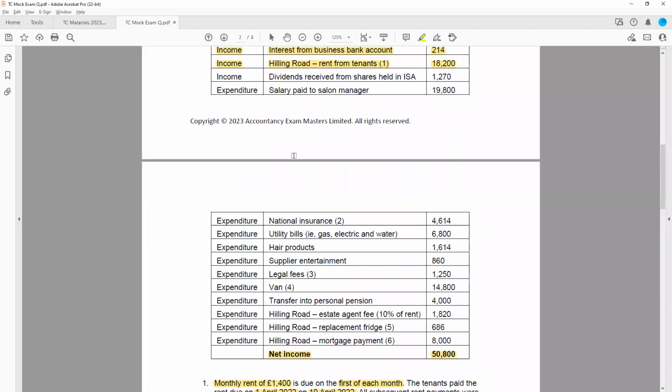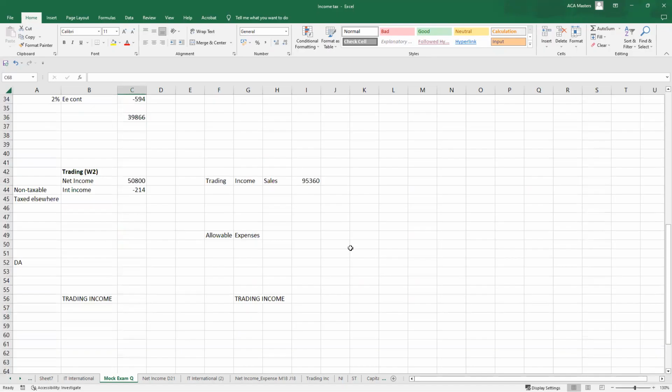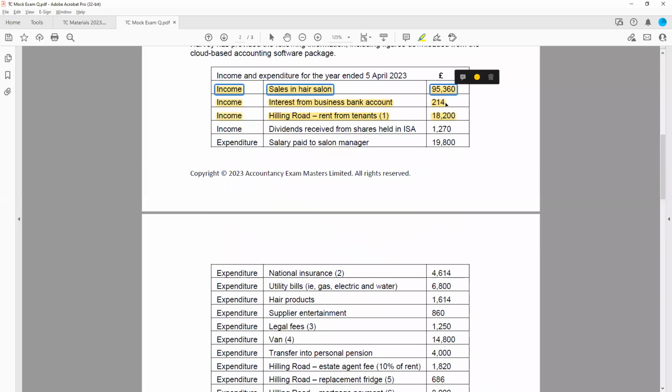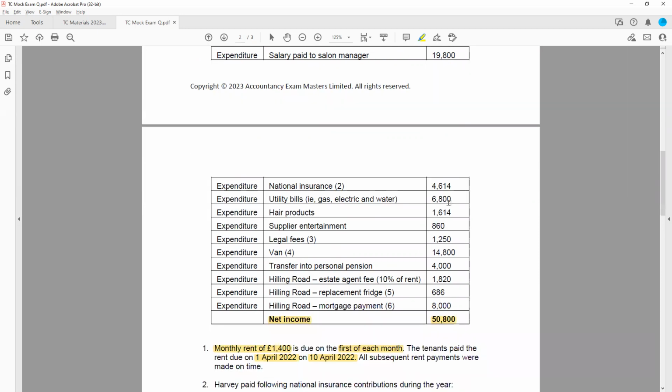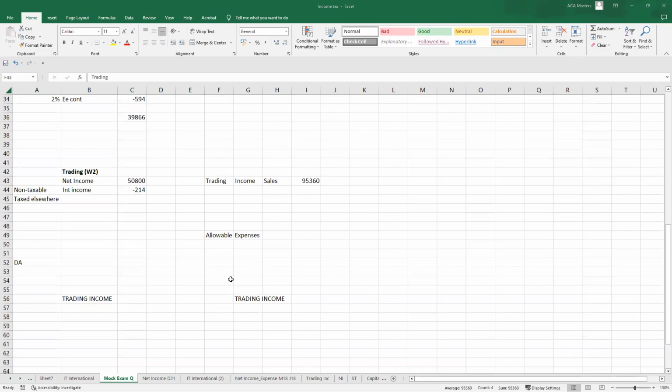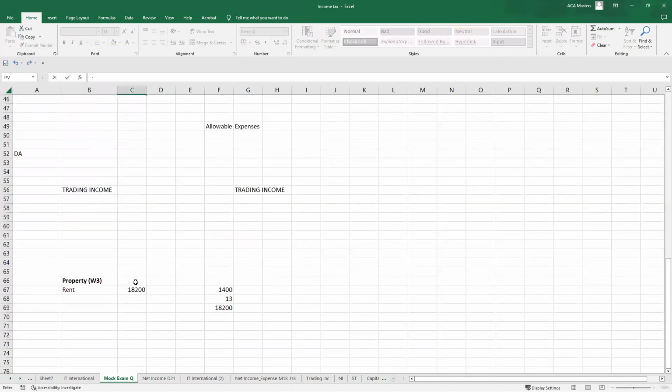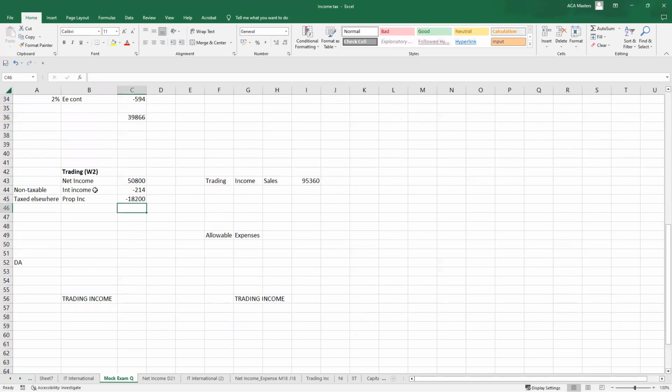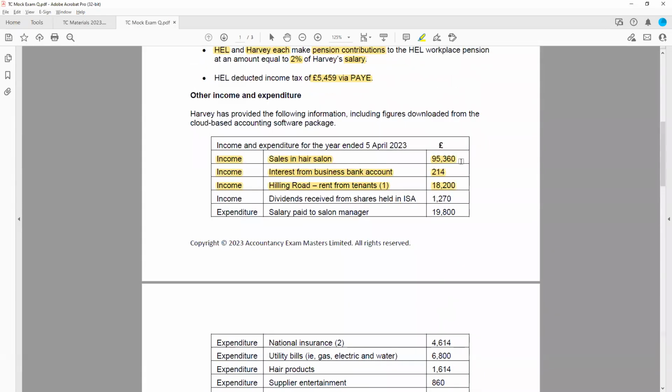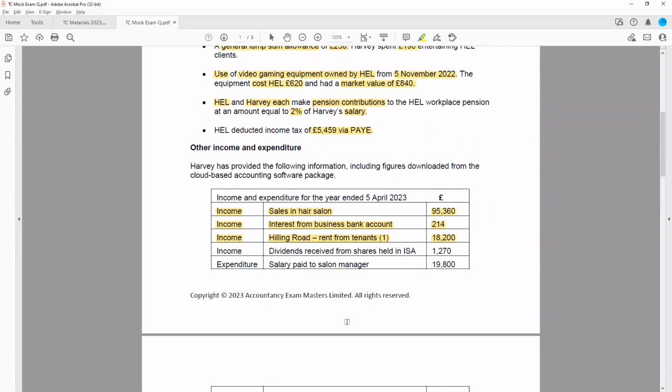So of course, we don't want to include this in the trading income. If we're calculating our trading income by starting with nothing and then adding in all the trading amounts, of course, we wouldn't include this. If we've done it the other way, where we started with the net income, then we would need to take out the property income, of course, because we're taxing it elsewhere. So if we're calculating our trading income by starting with the net income, including everything in it, we need to take this out.